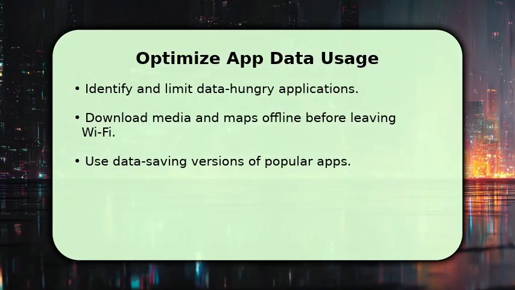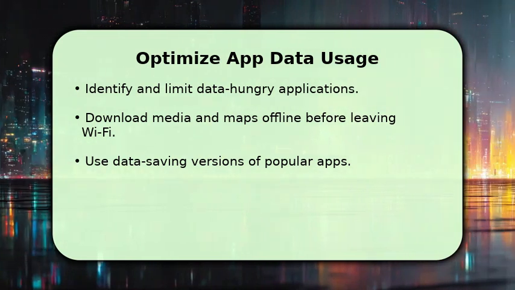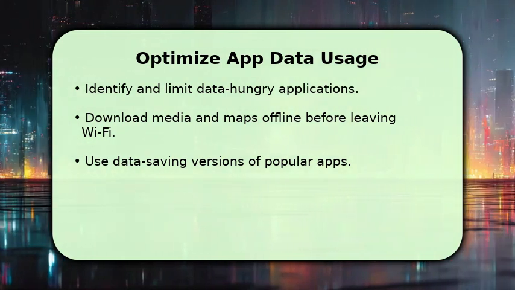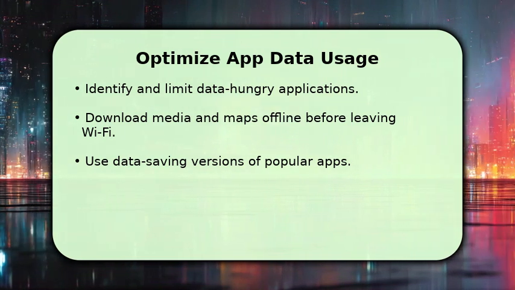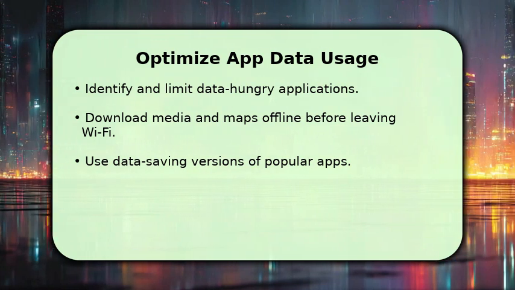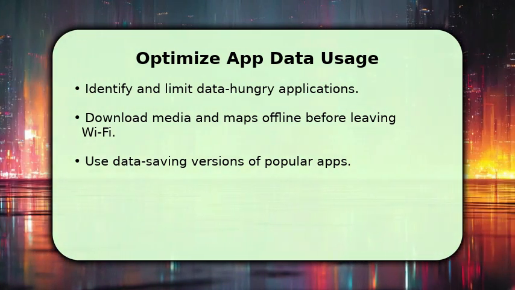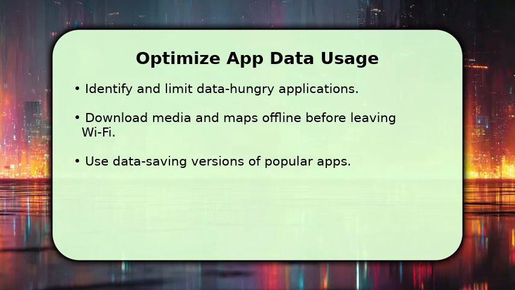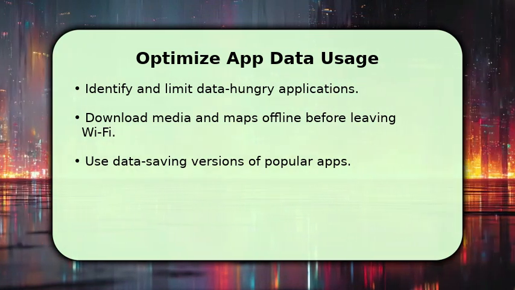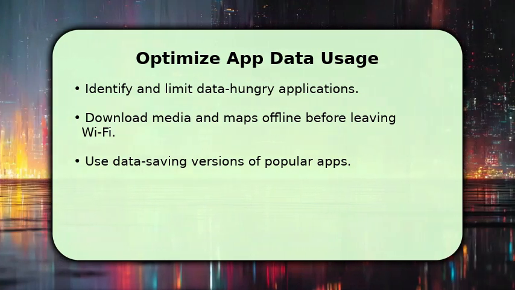To further optimize, identify and limit data-hungry applications by checking your phone's data usage statistics. Before heading out, download any necessary media, like music or podcasts, and offline maps while you're on Wi-Fi. Many popular apps also offer light or data-saving versions, which are specifically designed to consume significantly less data, often by as much as 50% or more.